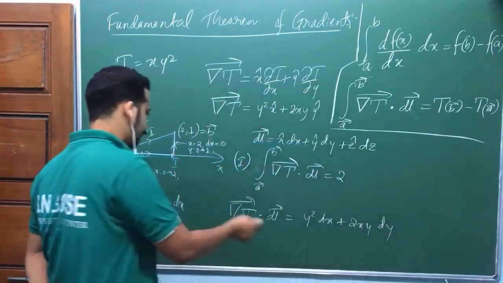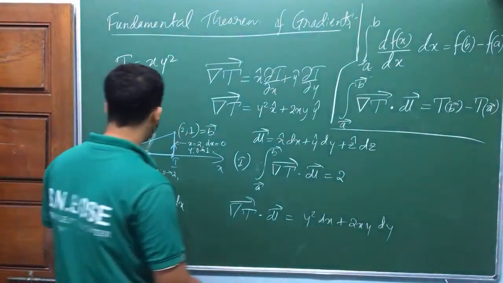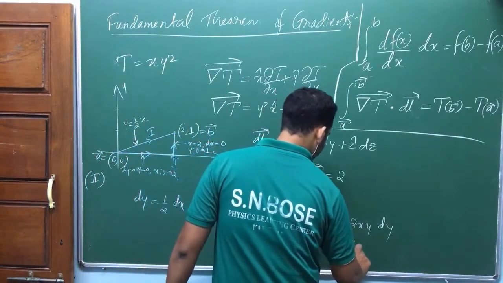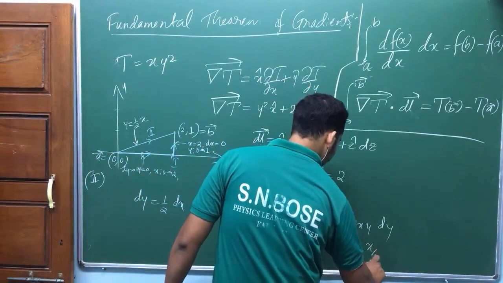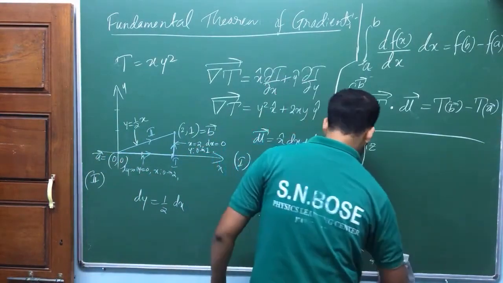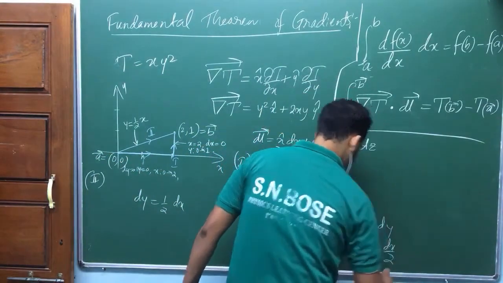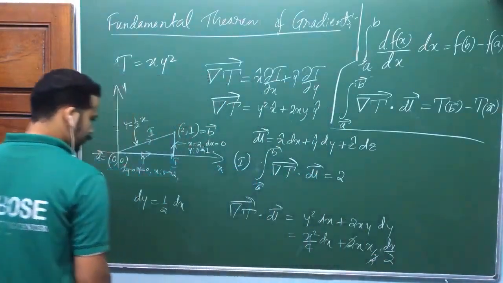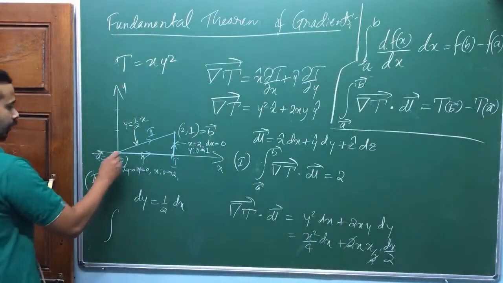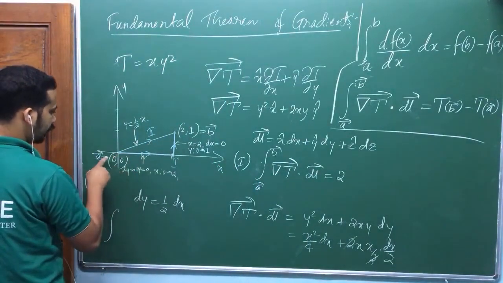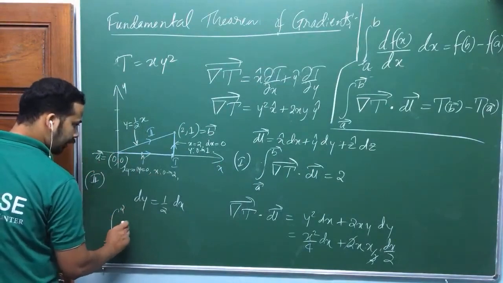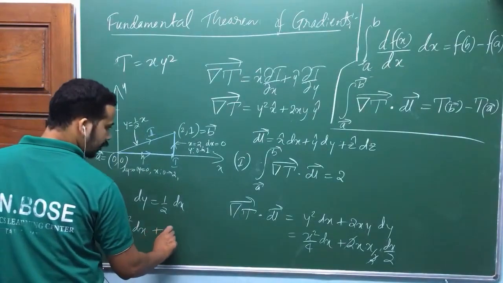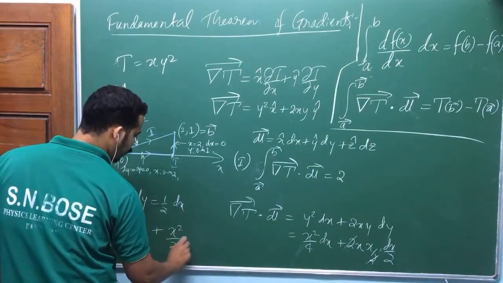So substitute this one. Write everything in terms of x. What is y square? x square by 4 dx, am I right? Plus 2x into, what is y? x by 2. dy is again dx by 2, isn't it? Now the 2 got cancelled. Then you can integrate. How does x vary when you go along this line? x varies from 0 to 2, am I right? 0 to 2, x square by 4 dx plus x square by 2 dx.